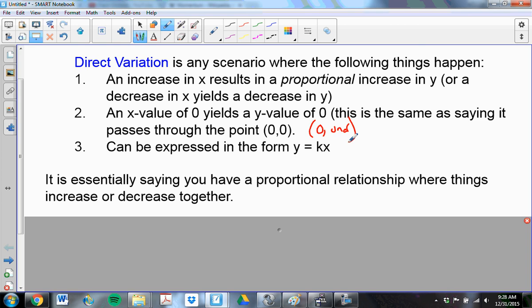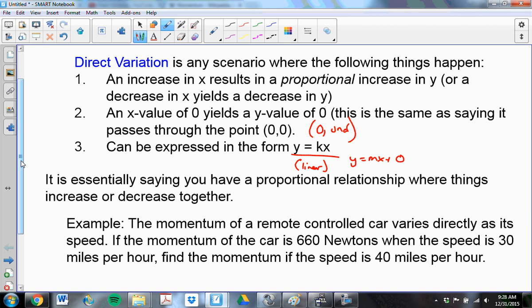And they can always be expressed in the form y equals kx. You'll note that this is actually a linear form. It's really like y equals mx plus b, but the b value is 0. We call it k. It's just this value you have to work with, and you'll see how we use it in a second. It's essentially saying whenever you have direct variation, you have a proportional relationship where things increase or decrease together, and the proportionality is what's key.